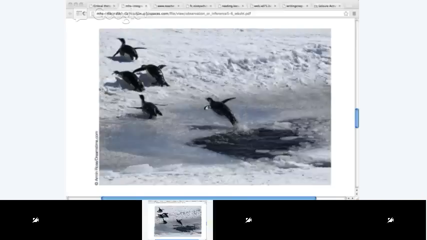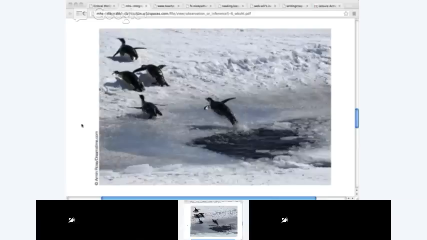Who can make another observation for me? The penguins jump out of the water. The penguins what? They jump out of the water, from underwater. Perfect. The penguins jump out of the water. Who can make one more observation for me? There are 5 penguins. Perfect. Okay. Now let's see if we can make inferences about this.